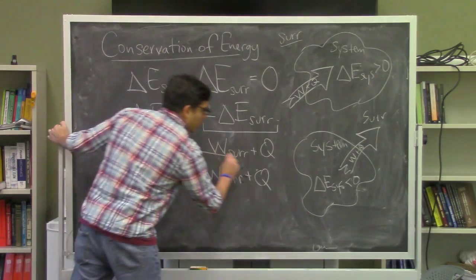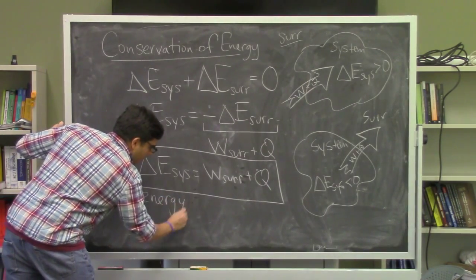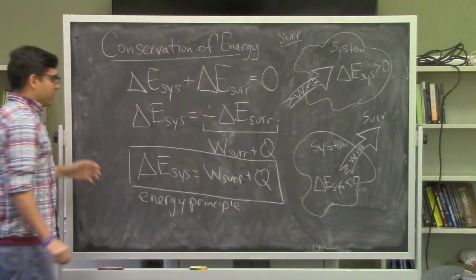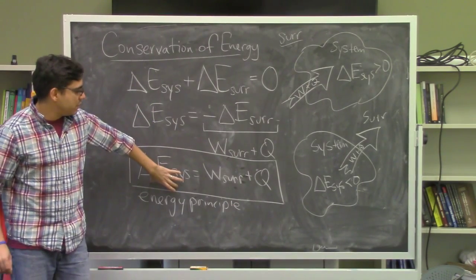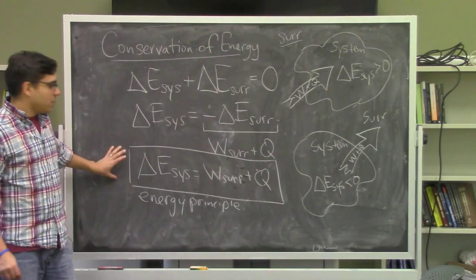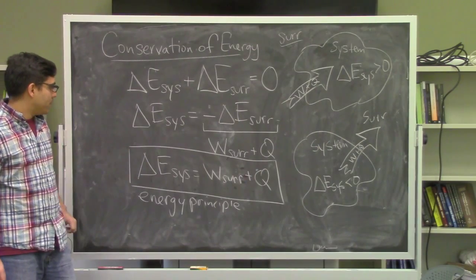This guy right here, we call the energy principle. And it's the most general form of the idea of conservation of energy. That is, the change in energy of the system is equal to the negative change in energy of the surroundings. So we'll talk a little bit more about this in detail in other videos this week.